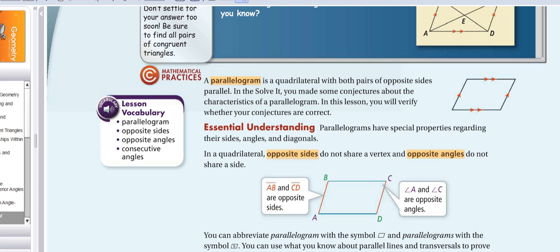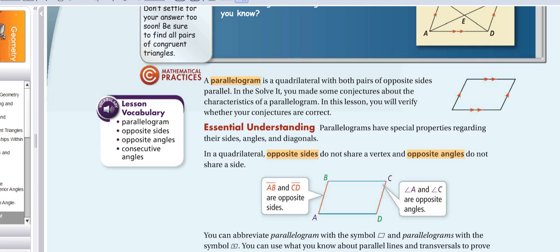Let's begin. The only thing that we really need to write down is about the parallelogram. Now I can talk about the other things, but a parallelogram is a quadrilateral with both pairs of opposite sides parallel. So this is a perfect picture right here of a parallelogram. So we're going to be talking about the properties of parallelograms.